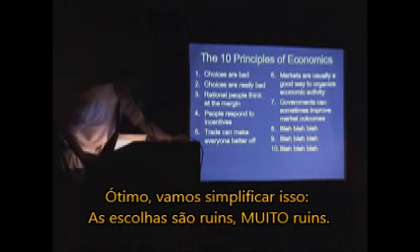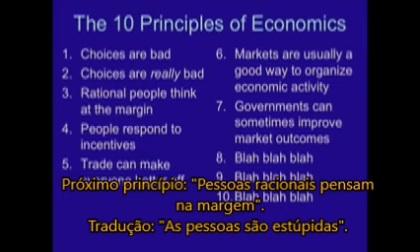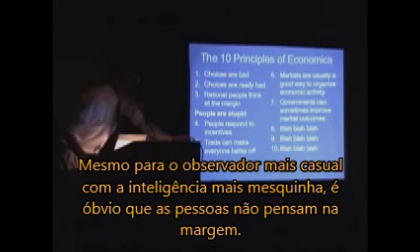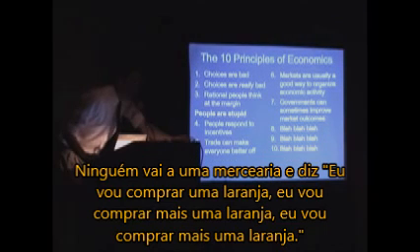Great, let's simplify this. So choices are bad, really bad. If you don't understand why choices are bad, you're probably stupid. Next principle, rational people think at the margin. Translation, people are stupid. Now, it is immediately obvious to the most casual observer with the meanest intelligence that people do not think at the margin. Nobody goes to a grocery store and says, I'm going to buy an orange, I'm going to buy another orange, I'm going to buy another orange.